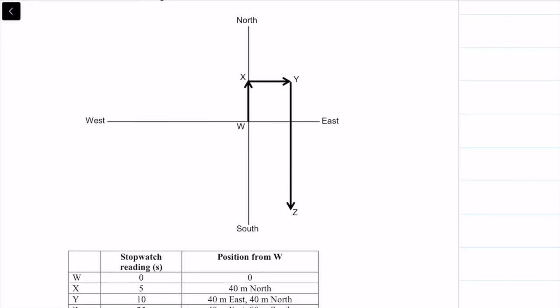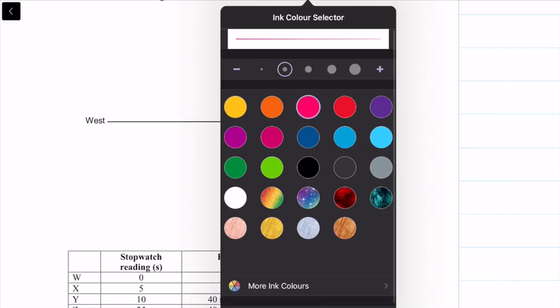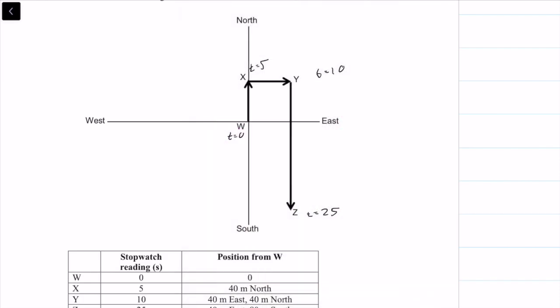Okay, so let's see. I'm going to put the times in black. So t equals 0, t equals 5, t equals 10, and t equals 25. And the positions I will put in red. So I'm going to say this is 40. So at t equals 0, s equals 0, then s equals 40.